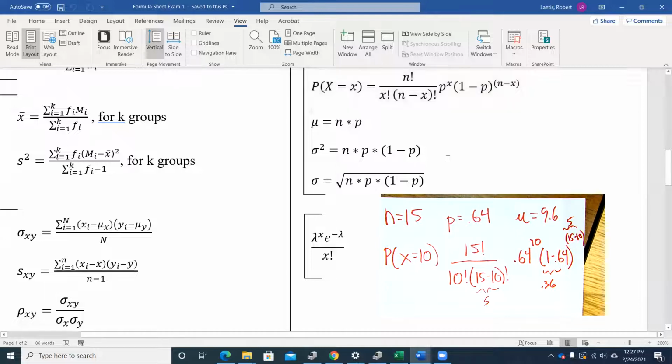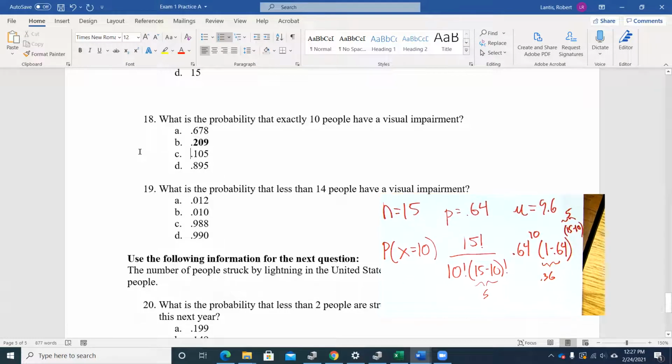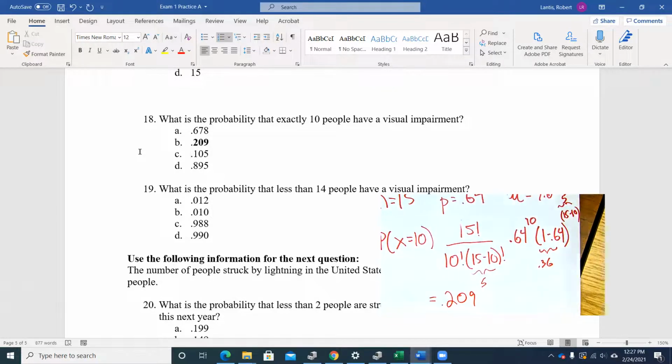Okay? I believe if we get this entered into our calculator correctly, we should get 0.209, right? So if we put this into our calculator, the probability that x is equal to 10 is 0.209. Okay? Any questions on that before I keep moving here?